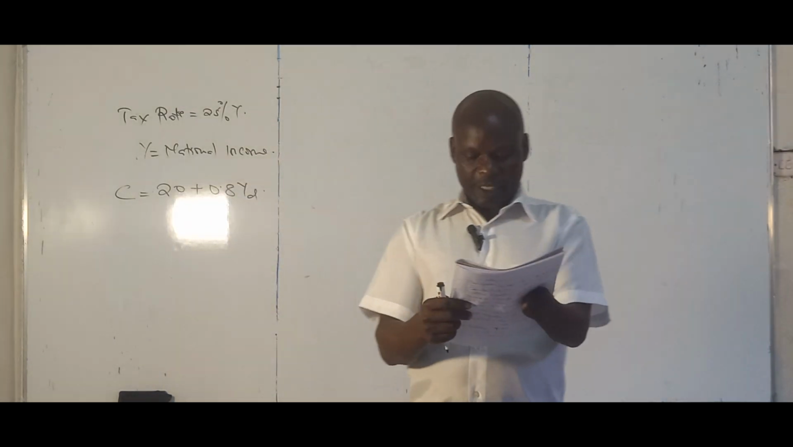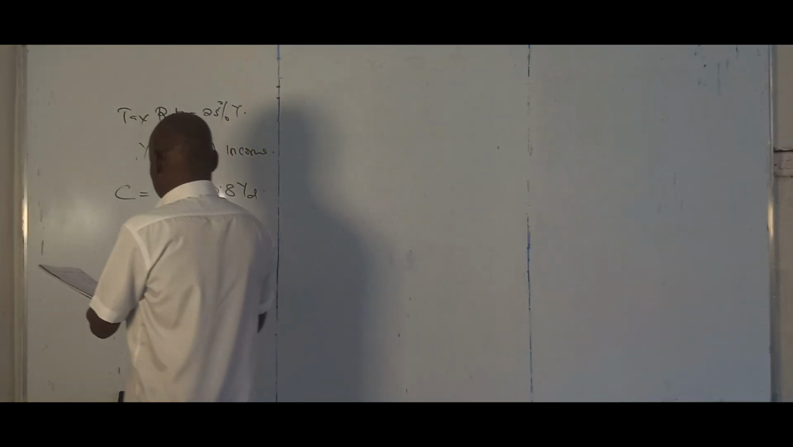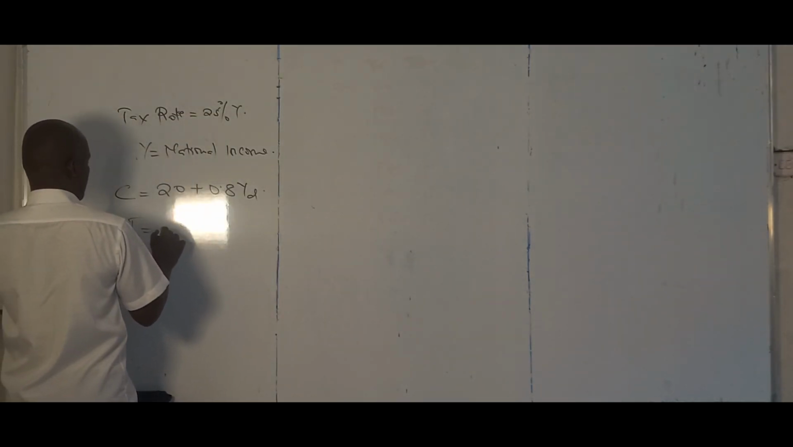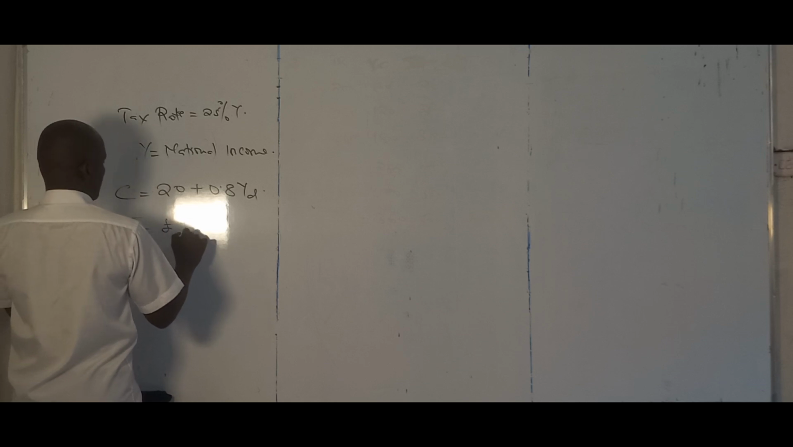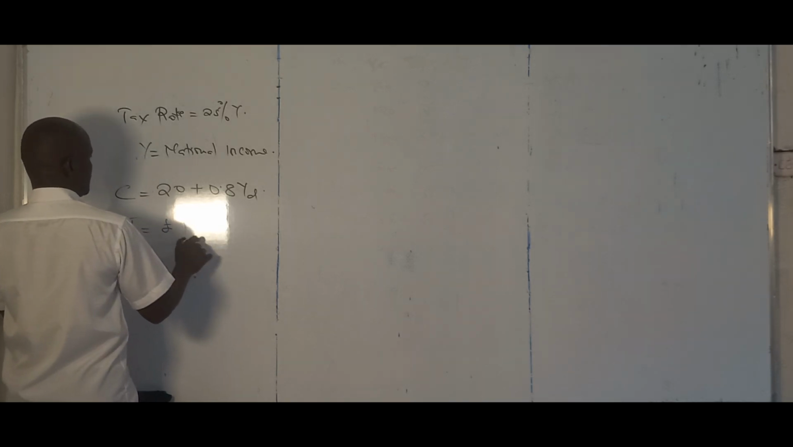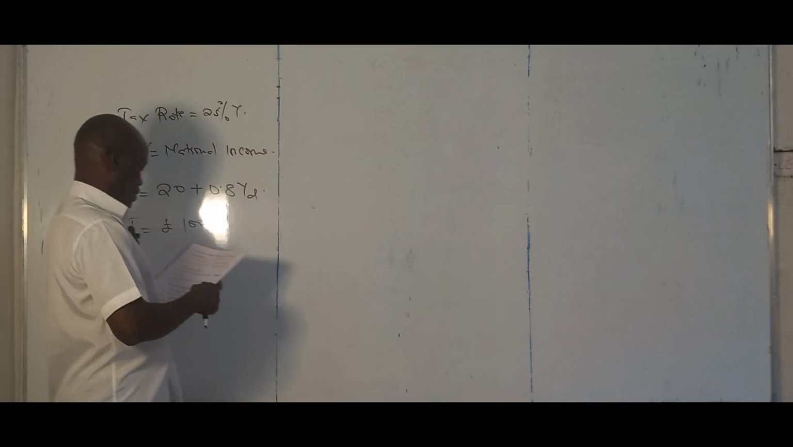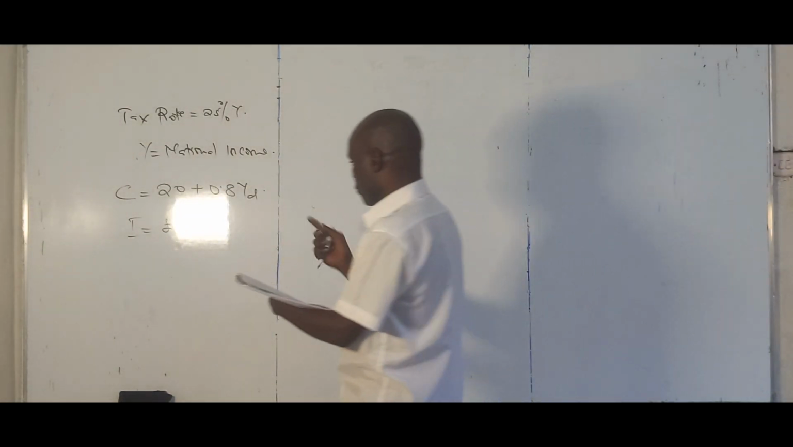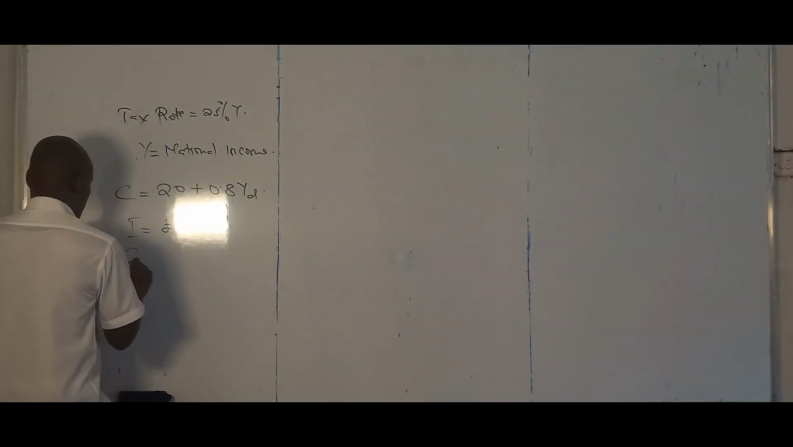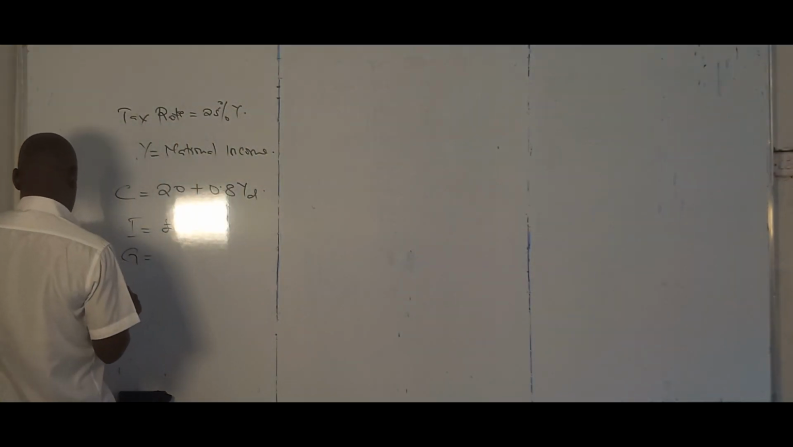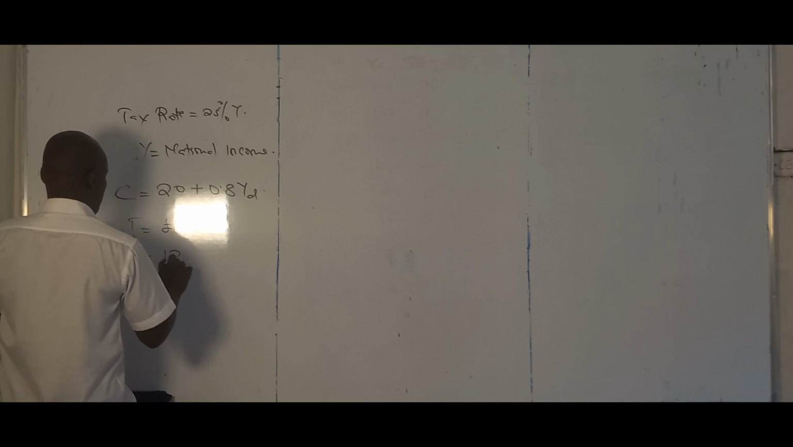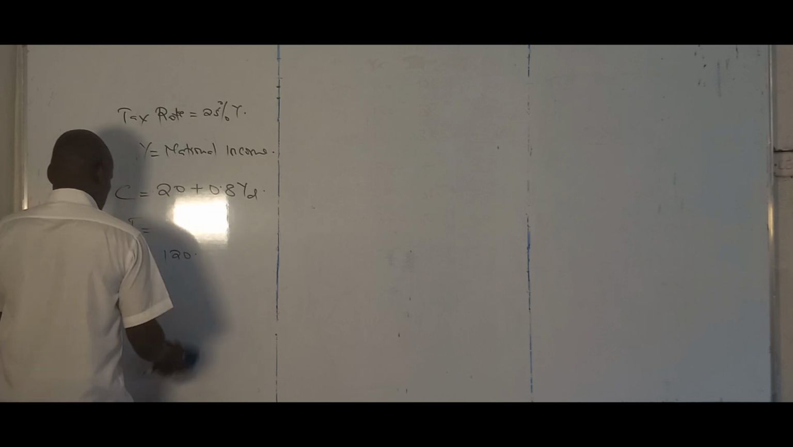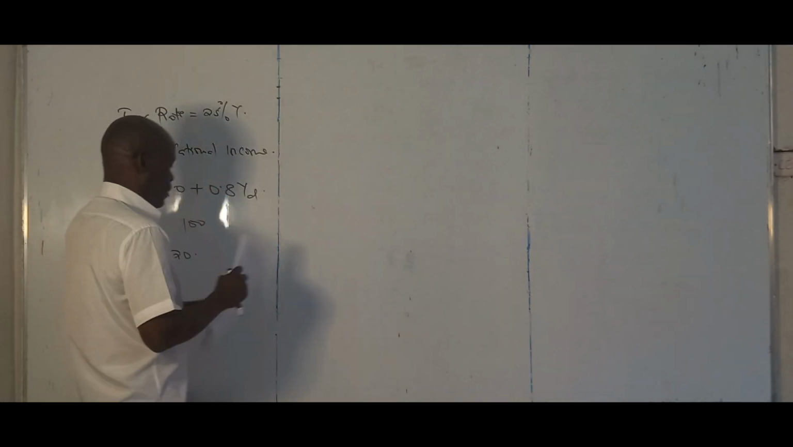Now, investment expenditure I is given to be 100. Now, these are millions, yes. Then government expenditure, which we denote by G, is given as 120. They are all in dollars and they are millions.